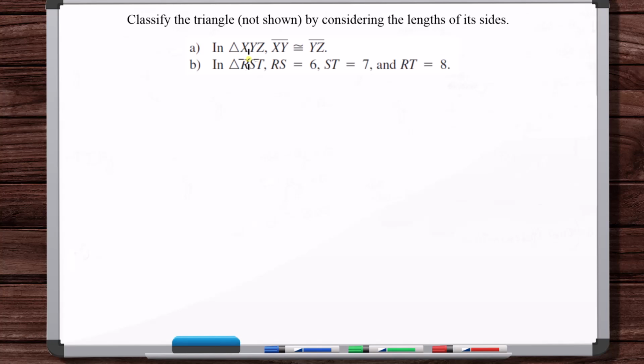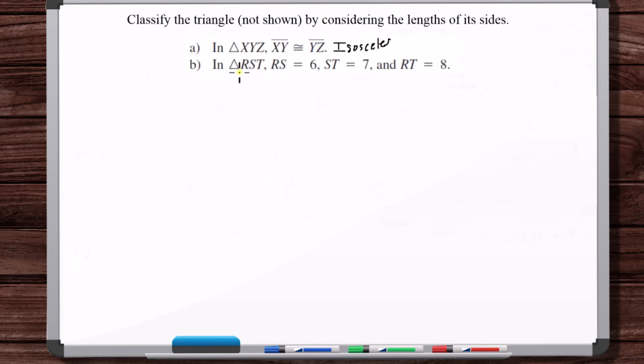Okay, what if you have triangle XYZ and segment XY is congruent to segment YZ? Well, what does congruent mean in terms of line segments? That means they're the same length. So this means that this is an isosceles triangle. We can assume that they're saying that. So we have XY, YZ, and XZ is not congruent to these two. We can assume. So this is isosceles.